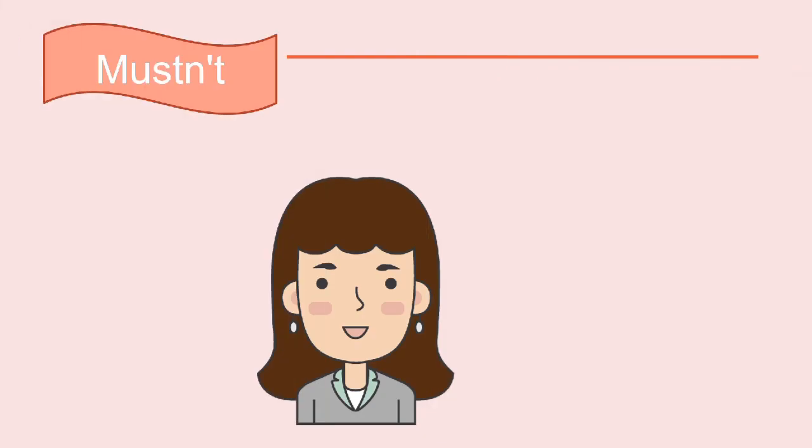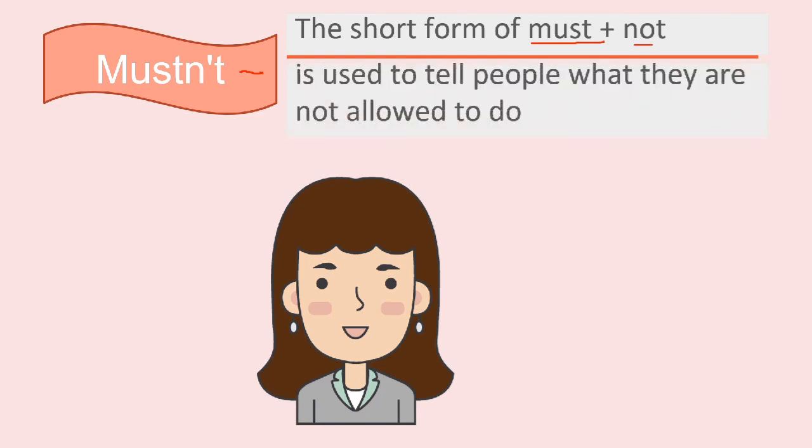Nah, mustn't is the negative of must. Okay? So what I said before, mustn't is the short form of must plus not. Okay? And then it is used to tell people what they are not allowed. Not allowed. Tidak boleh dilakukan. Not allowed to do. So in bahasa, simply you can say tidak boleh. Okay?